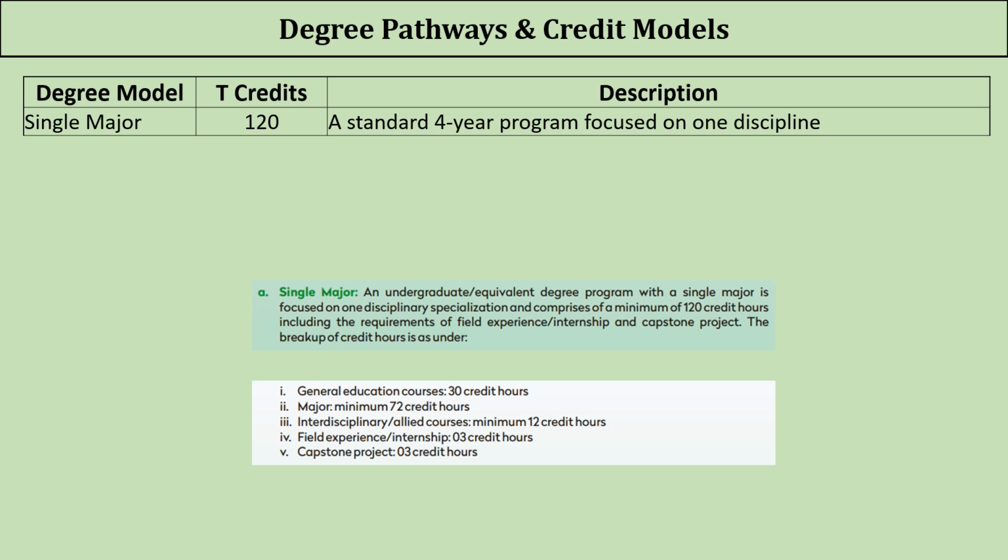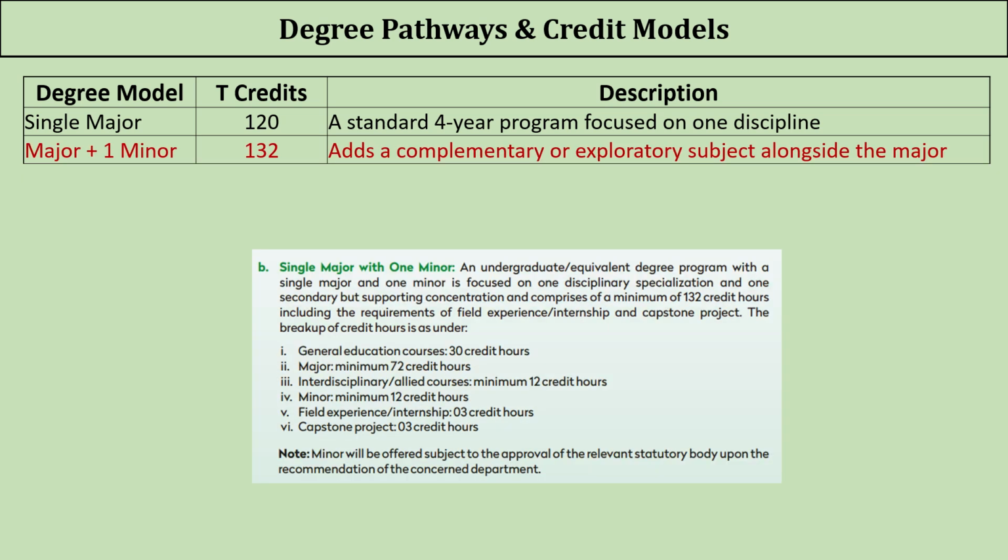Degree pathways and credit models. Single major, 120 credit hours. This is the default UGEP structure. Students complete general education, a disciplinary major, and other core requirements. It prepares graduates with deep subject knowledge and well-rounded foundational skills.